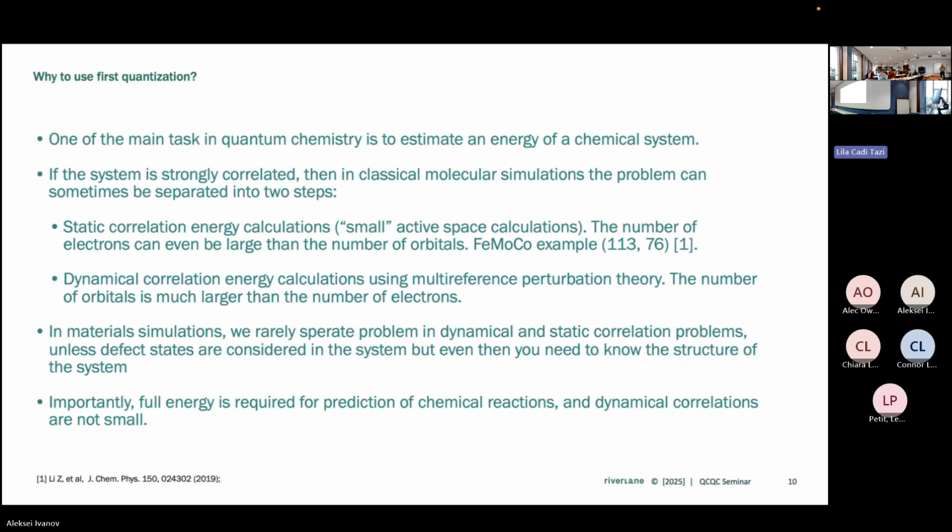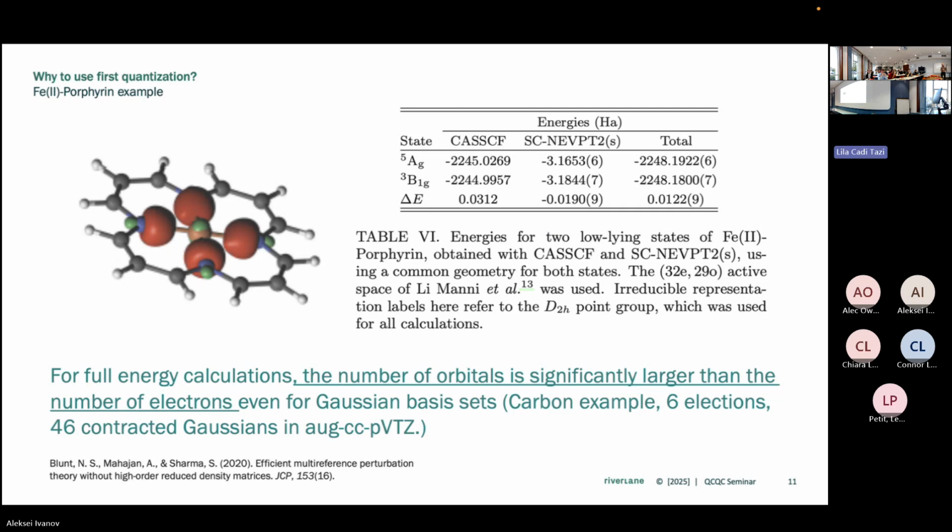Right, and let me just show you a few examples to show that this dynamical correlation is actually not small. If you're interested in predicting properties of materials or molecules, you need to get the total energy. So this is one example. If you consider iron porphyrin and would like to calculate the spin gap between the triplet and quintet state, you can choose some active space where the number of orbitals is around the same as the number of electrons, and the spin gap is around 30 millihartree. Then you can calculate dynamical correlations on top of that, and you can see that it's around 20 millihartree, and the total gap is reduced by more than a factor of 2.